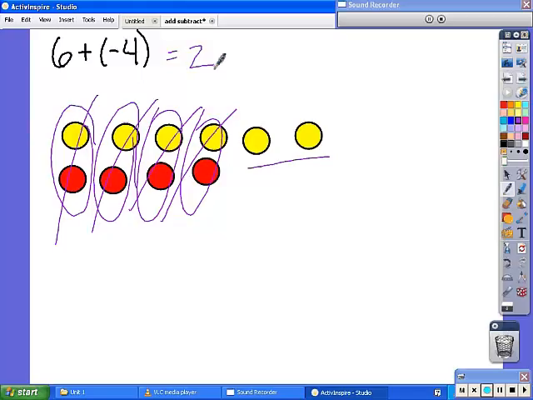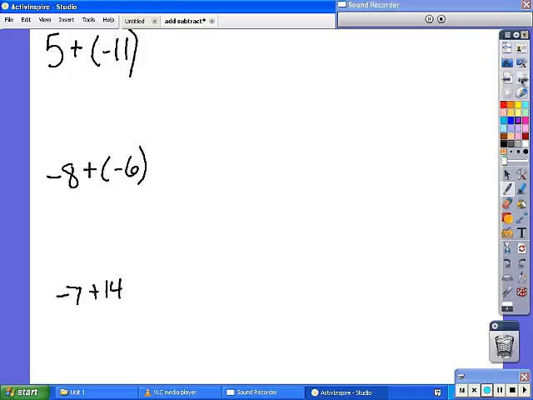All right, I want you to pause the video and try these next ones. If you want to do a number line, that's fine. If you want to draw out the counters, that's fine, but just no calculator. And when you're done with these 3, unpause it and see if you're right. So 5 plus a -11 gives you a -6. -8 plus -6, -14. -7 plus 14 gives you 7. If you had any of those wrong, make sure you ask for help so we can make sure you're going in the right direction, please.